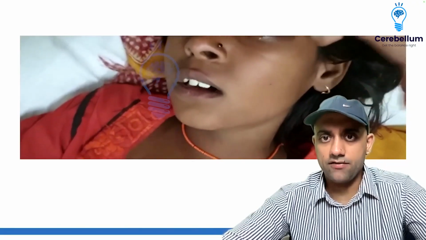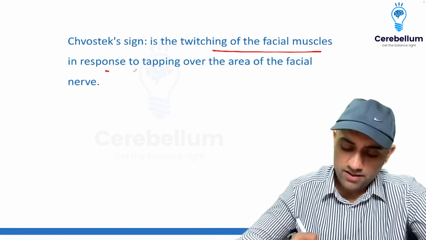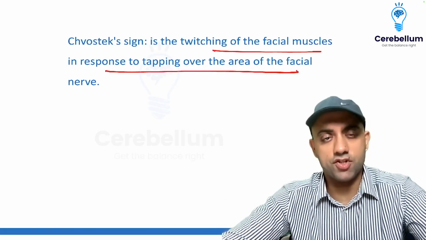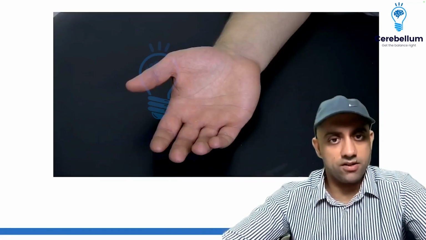If I tap here, she will have a Chvostek sign. Twitching of the facial muscles in response to tapping over the facial nerve. Tap the facial nerve, twitching of the facial muscles.